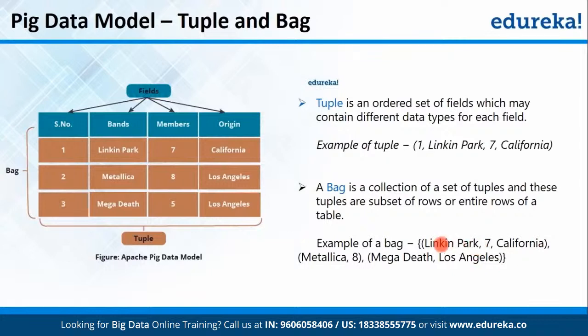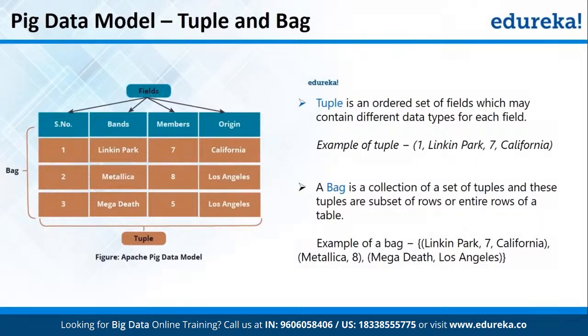Within this, you can see there are multiple sets of parentheses which are nothing but tuples. As you can see, the first tuple is Lincoln Park 7 California, only 3 fields. Second is Metallica 8, just the 2 fields. And third is Megadeth Los Angeles, that is these 2 fields. So what we are trying to show is a tuple within the bag could be a set of fields or it could be the entire row.